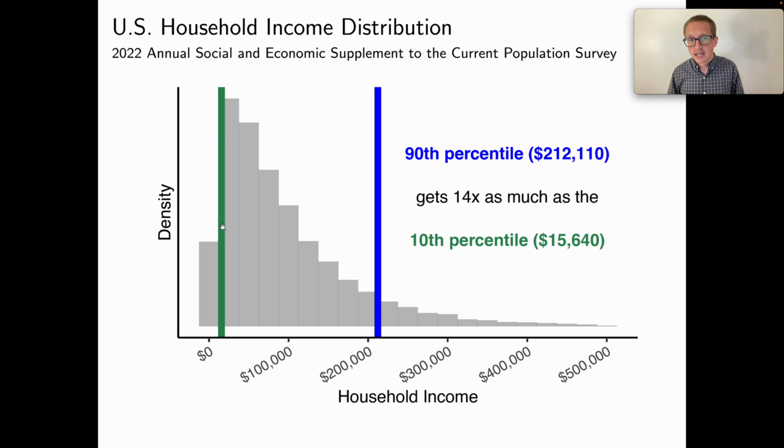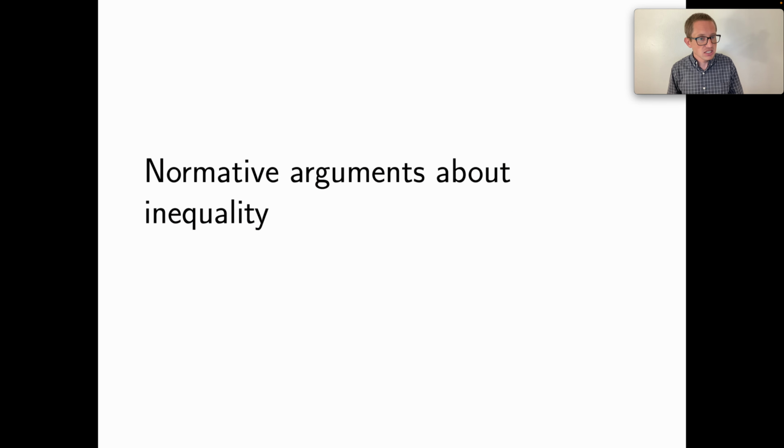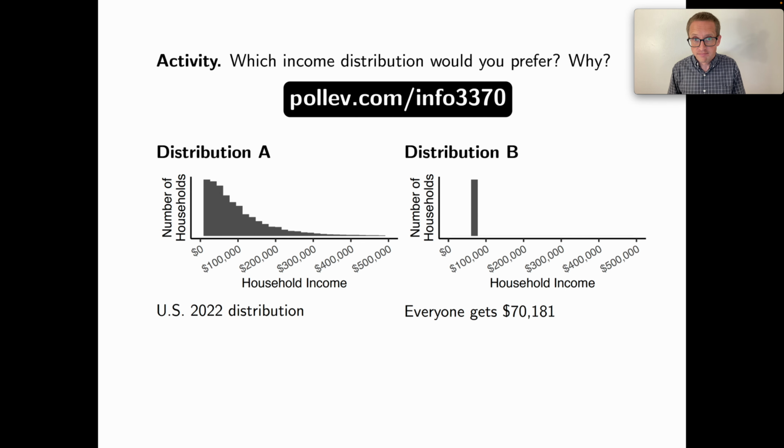When you see a statistic like that about inequality, it often leads to normative arguments. Is this the kind of inequality we want? In class, we're going to pause and do a little activity. Which income distribution would you prefer? On the left, we have the distribution that exists, and on the right, we have another hypothetical distribution. Every household gets $70,181. Which would you prefer? When we think about which distribution to prefer, it's often helpful to abstract away from the facts and think about some of our principles for making these choices.